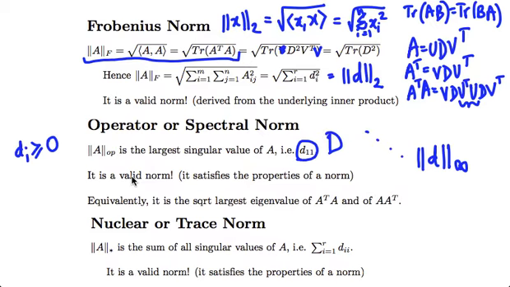Again, this is actually a valid norm, and one can go back and try to check this property. But this is a valid norm in the sense that it satisfies those 4 properties we needed of a norm.